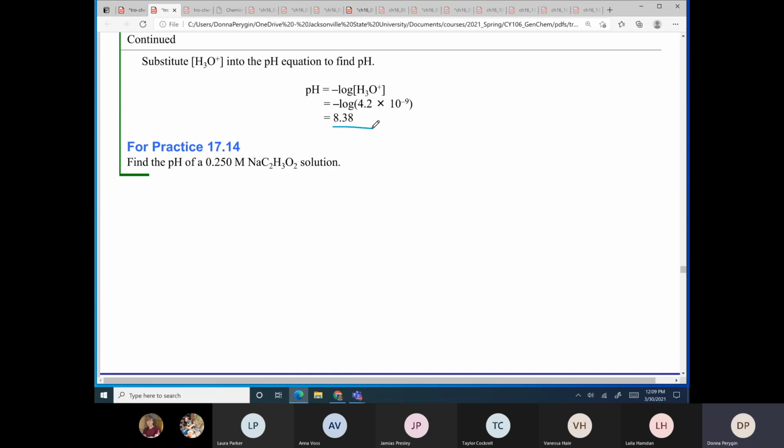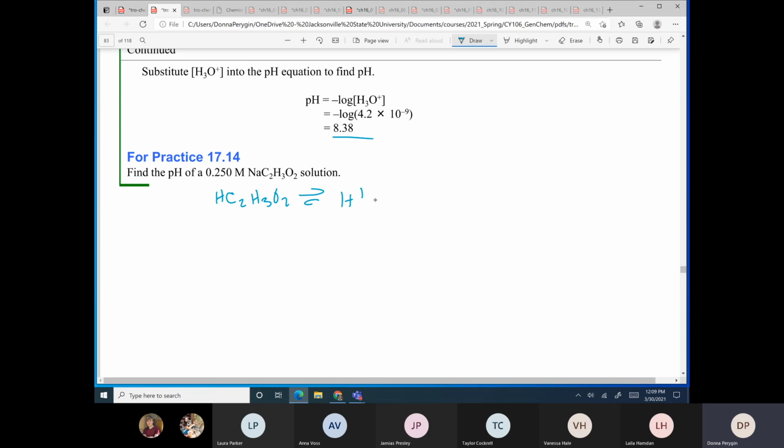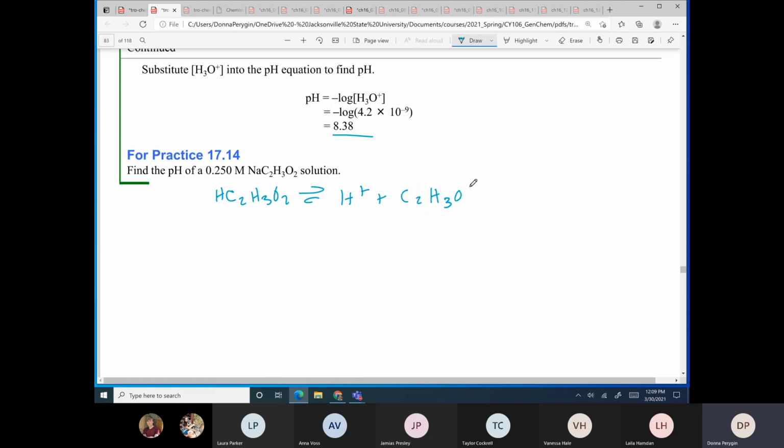So the 4 practice problem says find the pH of a 0.250 molar sodium acetate solution. So we learned that acetic acid, HC2H3O2, is a weak acid. So we can set up an equilibrium problem for that, which gives us H plus and C2H3O2 minus. Okay, so this reaction goes in both directions. So if I take just the acetate anion and I put that into solution, so that's what I've done here because I got sodium acetate. This is not an acid, this is a salt solution.